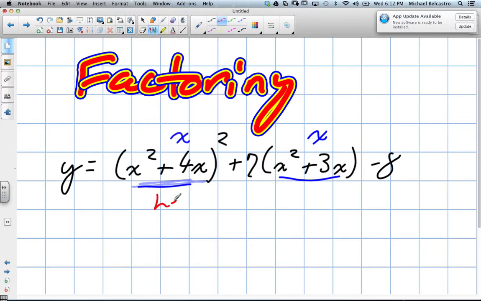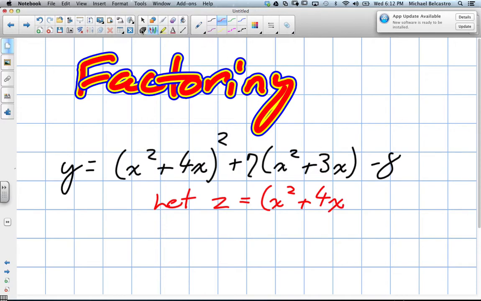So I'm going to say let, and I use the letter z again. Z equals what's in this bracket: x squared plus 4x. And that should be a 4 actually. That was written wrong. Okay? Are you following so far? Yeah. Okay. So we're going to replace this bracket and this bracket with the letter z.